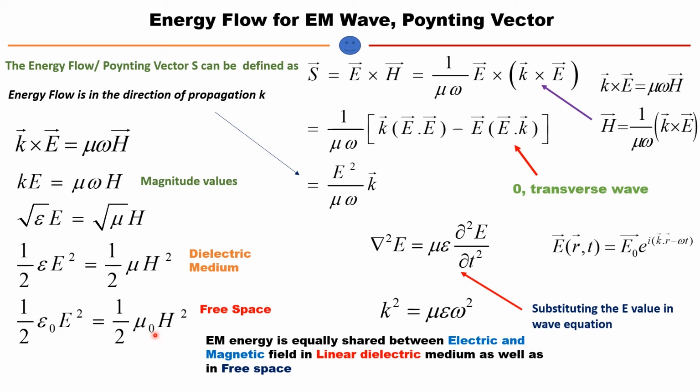So physically we can say that in an electromagnetic field, the energy is equally shared between the electric and the magnetic field, in a linear dielectric medium and also in free space. So the total energy will be the electric field energy, half epsilon 0 E squared, plus half mu 0 H squared in free space. This will be the total energy.